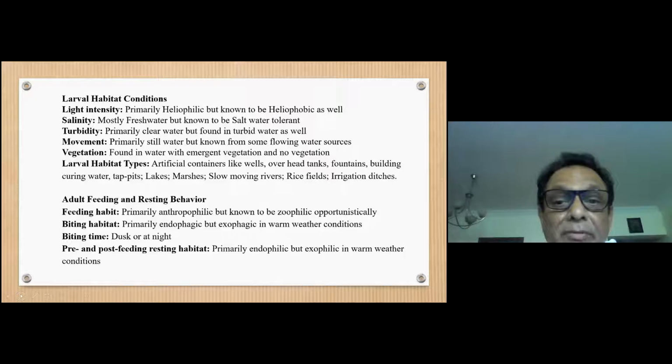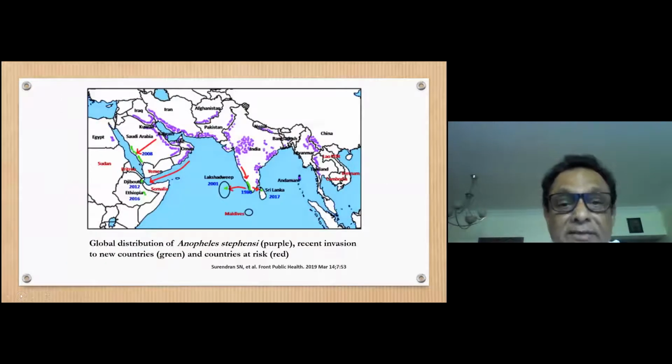But Mysorensis is the primary breed in the irrigation and other places. Adult feeding and resting behavior: primarily they are anthropophilic, but opportunistically zoophilic. Biting habit is primarily endophagic but exophagic in warm weather conditions, and biting time is dusk to night.